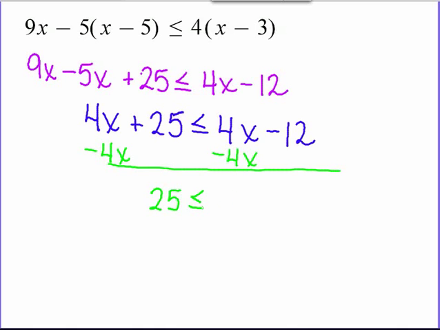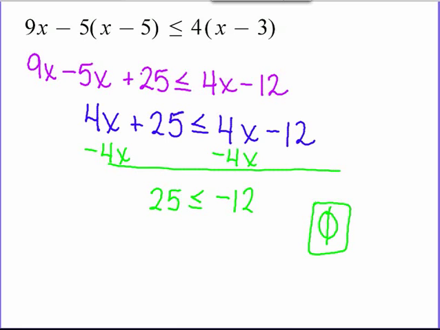That's unsolvable, isn't it? Okay, so let's think about that statement. 25 is less than or equal to negative 12. Is that a true inequality? No. Since that is an untrue or a false inequality, this one is a no solution.